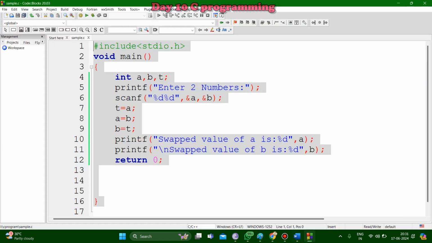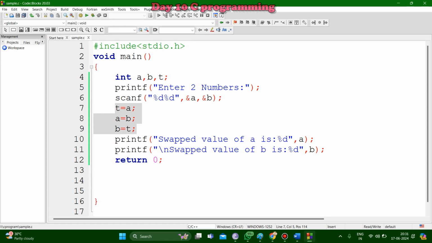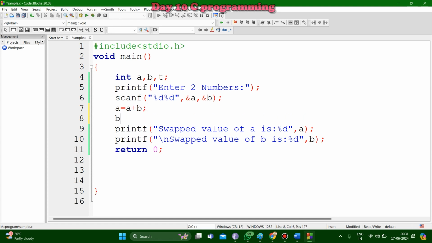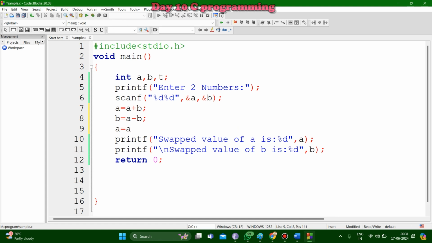Now write the program for this. I am removing these lines, and A equal to, what is the formula? A equal to A plus B, and after that B equal to A minus B, and after that A equal to A minus B.